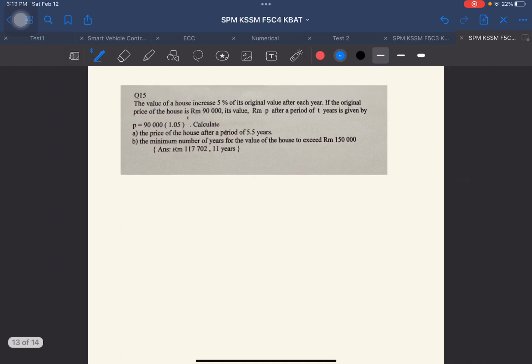The value of a house increased by 5% of its original value after each year, and given the original price is 90k, the price P after a period of t years is given by P equals to 90k times 1.05 to the power t. Calculate the price of the house after a period of 5.5 years. Okay, so let's do A. P equals to 90k times 1.05 to the power 5.5. Okay, so let's press the calculator.